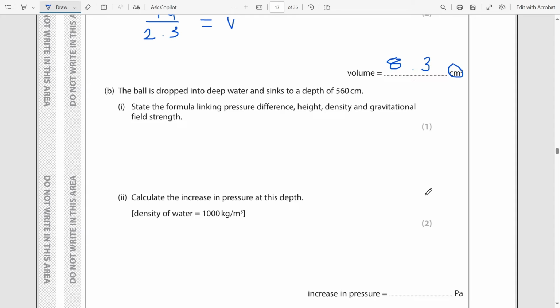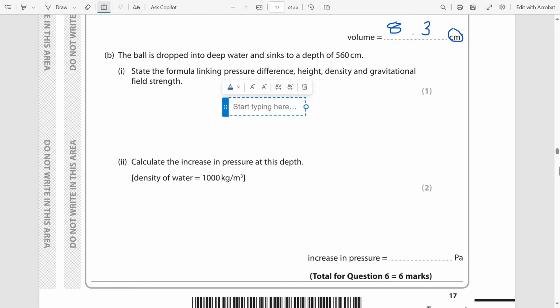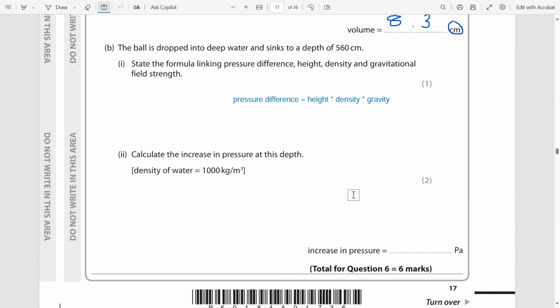Okay. The ball is dropped into deep water and sinks to a depth of 560 centimeters. State the formula linking pressure difference, height, density, and gravitational field strength. Okay, so let's do this. So pressure difference equals height times density times gravity. I'm just going to say gravity because I don't feel like writing it.